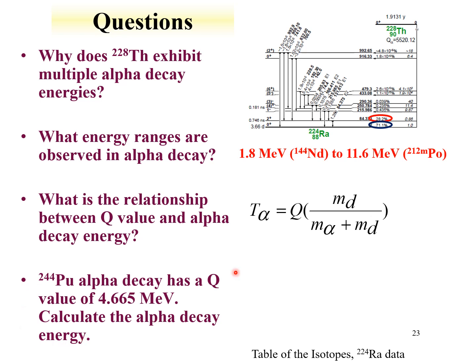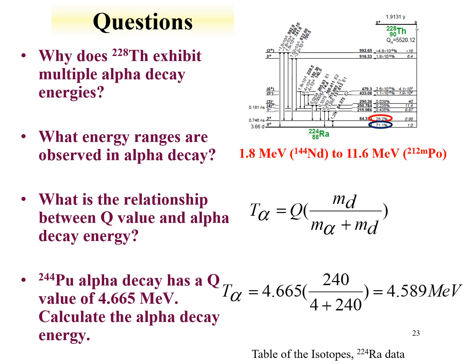Imagine that we want to determine the alpha decay energy for an isotope like plutonium-244. It has a Q value of 4.665 MeV. Find the alpha decay energy. Well, plug this value into the equation. There's our Q value.